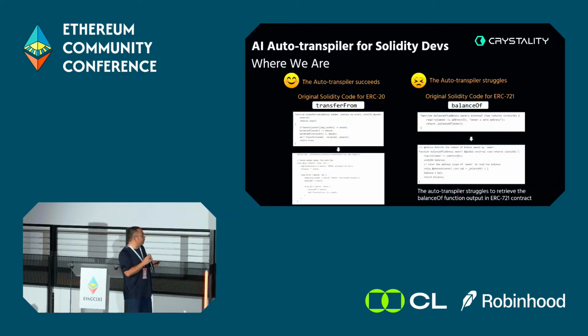This picture shows two different cases, one successful, one failure. For the failure one, we found that the ChatGPT auto transpiler struggled to retrieve the binary of function output in ERC 721 contracts. This is what we are working on right now.